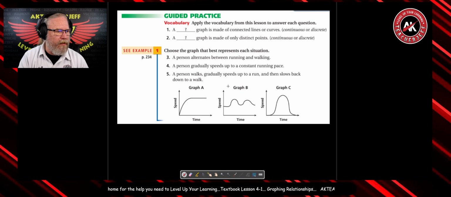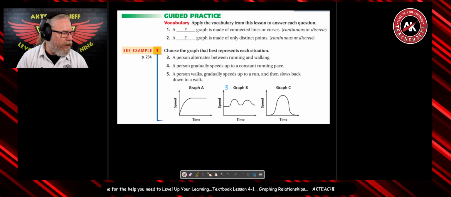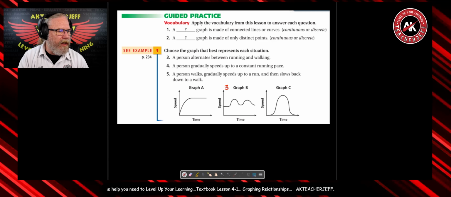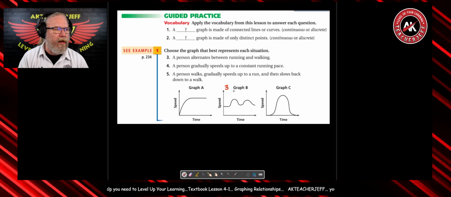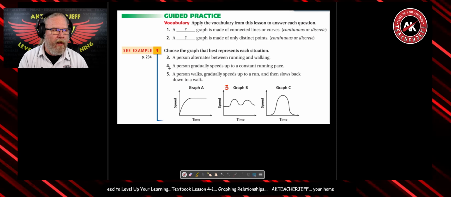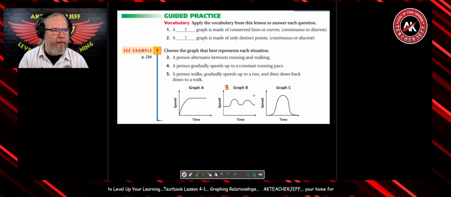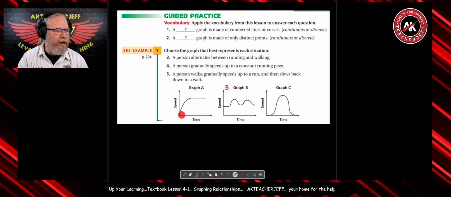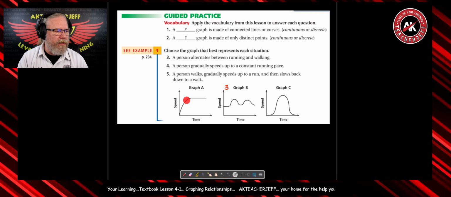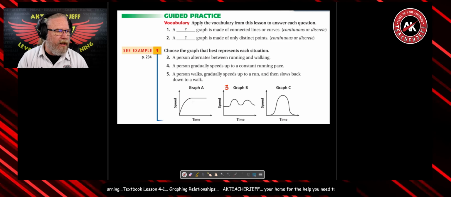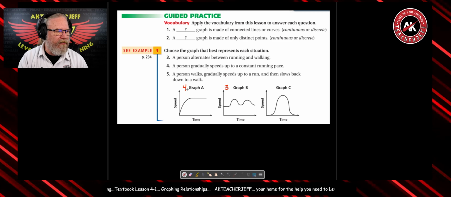So let's go ahead and match this up to item number 3. And I'm going to go back to red. Try to trace over that. There we go. So number 3 belongs to B. Now, what do you think 4 belongs to? Well, a person gradually speeds up to a constant running pace. Well, that looks like A, right? As time passes, gradually speeds up, and then their speed remains constant. So it looks like this is going to be item number 4.